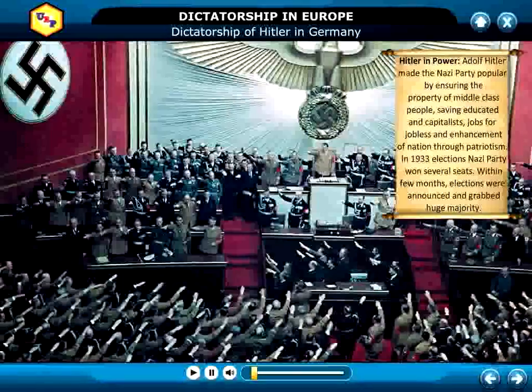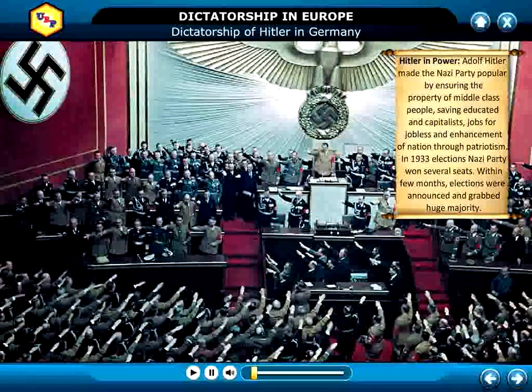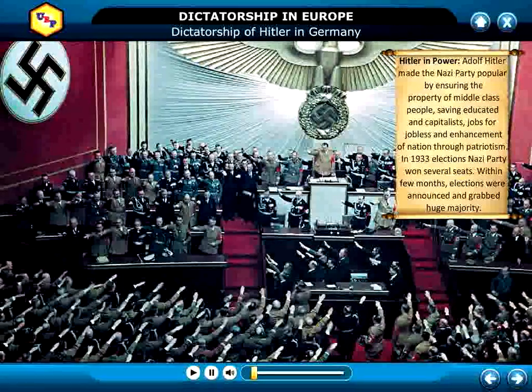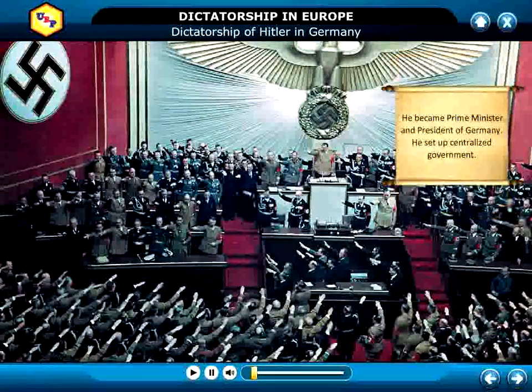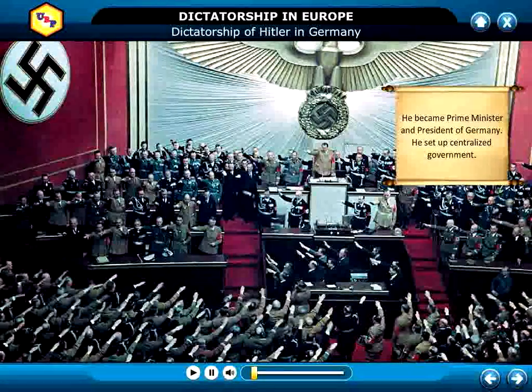Hitler in power. Adolf Hitler made the Nazi party popular by ensuring the property of middle-class people, saving educated people and capitalists, providing jobs for the jobless, and enhancing the nation through patriotism. In the 1933 elections, the Nazi party won several seats. Within a few months, elections were announced again and the party grabbed a huge majority. He became Prime Minister and President of Germany. He set up a centralized government.